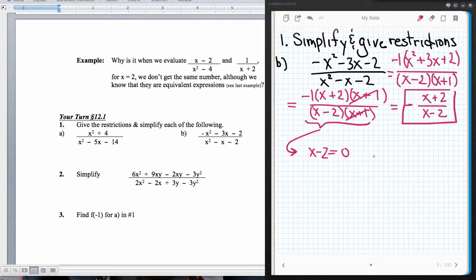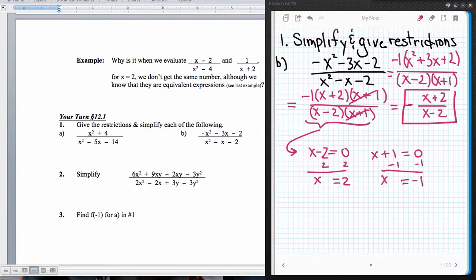So x minus 2 equals 0, and x plus 1 is equal to 0. Set those factors equal to 0 and solve. So adding 2 here and here, we get x is equal to 2. And here we get a negative 1 and a negative 1, and we get x is equal to negative 1.